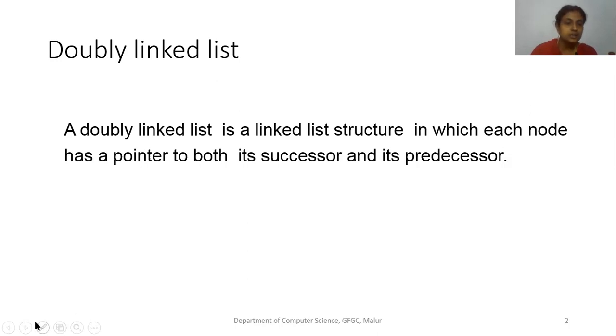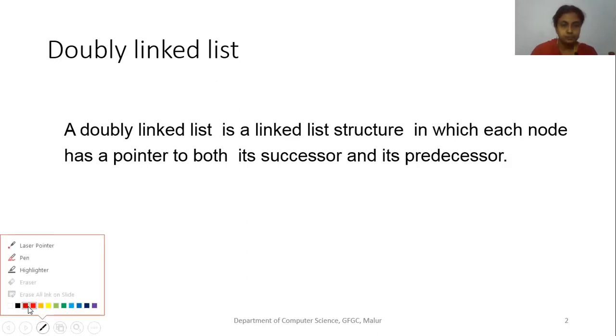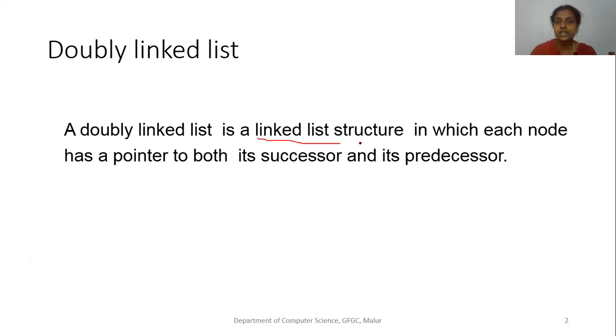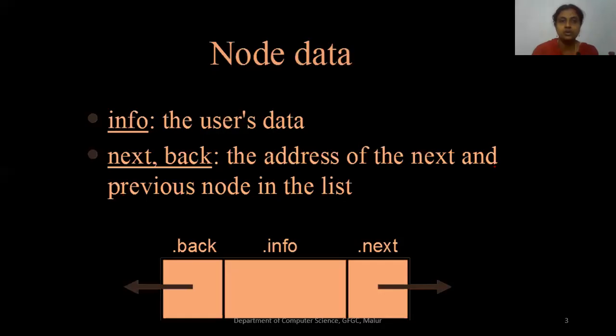A double linked list is a linked list structure in which each node has a pointer to both its successor and its predecessor. So previous address also we will know, next address also we will know. But when it comes to single linked list, we will know only the next address. We won't know the previous address. But when it comes to double linked list, we will know the previous address also. We will know the next address also.